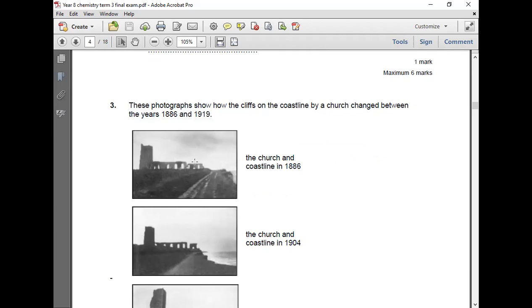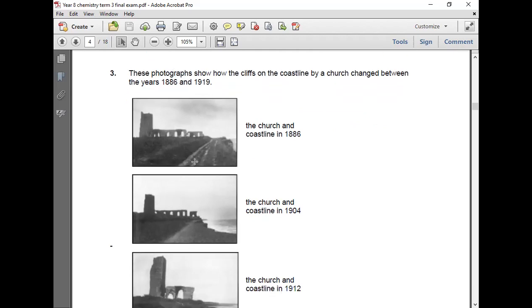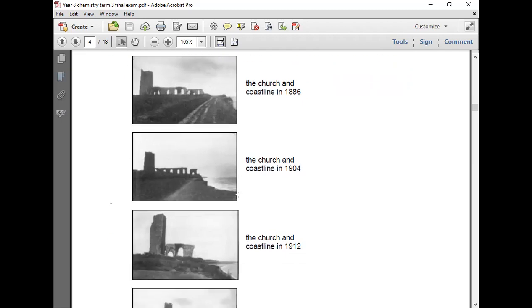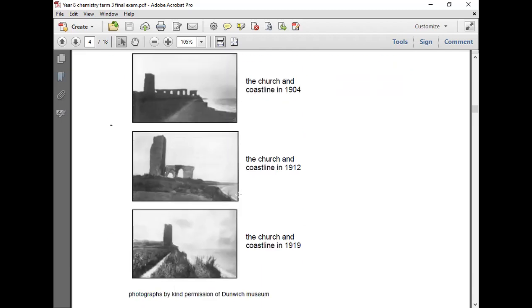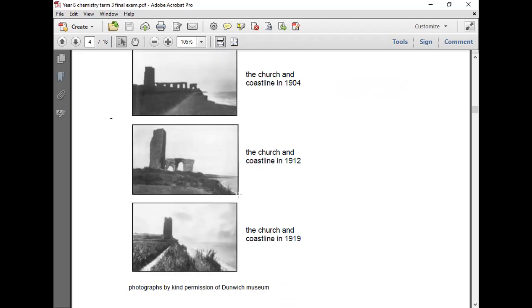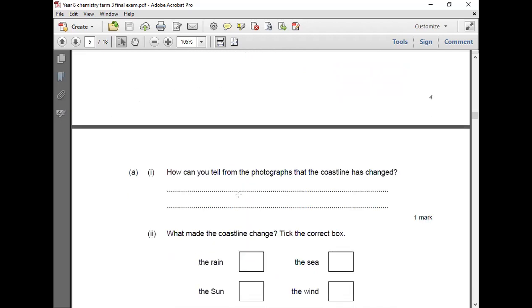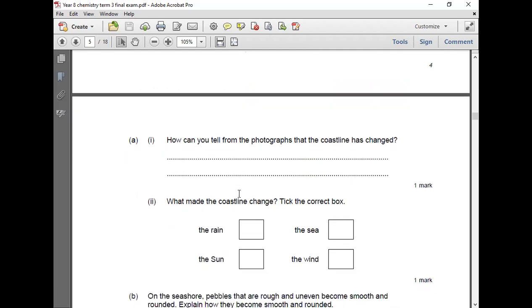This picture shows how a cliff on the coastline changed between the years 1886 and 1919. The chart shows the coastline in 1886 looked like that, and then, couple of years after couple of years, it changed. The question is, how can you tell from the photograph that the coastline has changed? What made the coastline change? Is that the rain, the sun, the sea, or the wind?